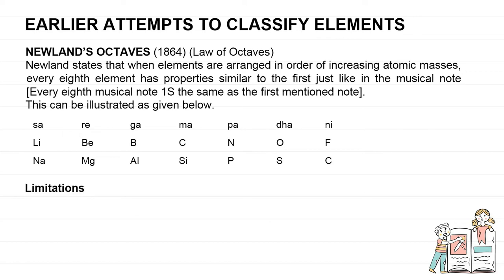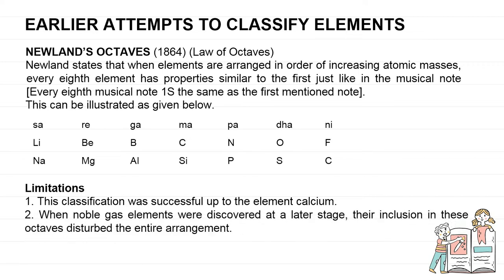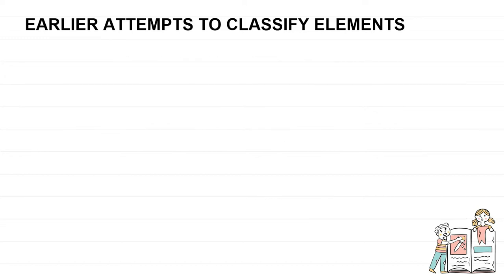And we have limitations in Newlands' octave also. The first is that this classification was successful up to the element calcium, and after calcium this classification was not applicable. Also, when noble gas elements were discovered at a later age, their inclusion in these octaves disturbed the entire arrangement because noble gas elements have different properties.